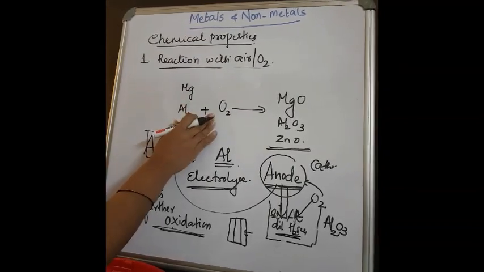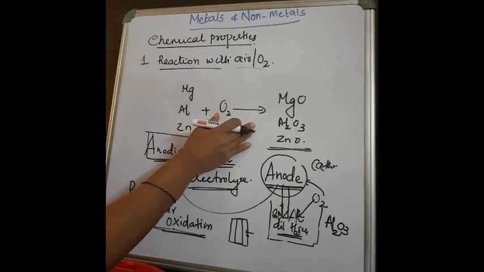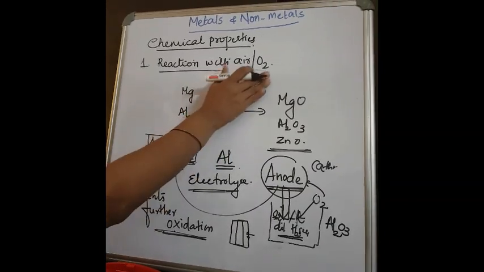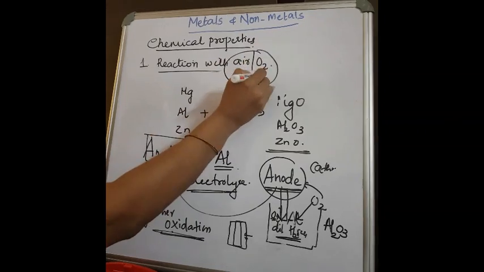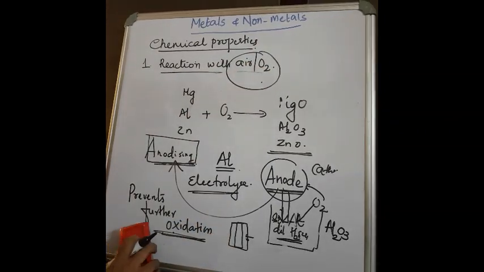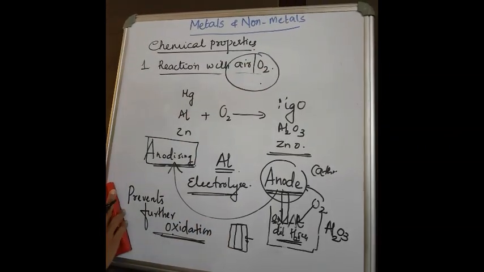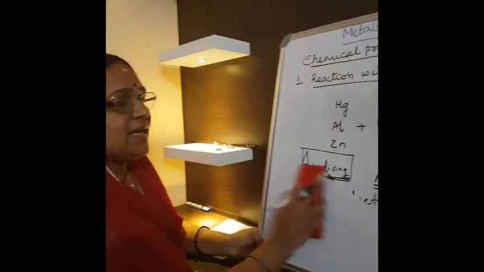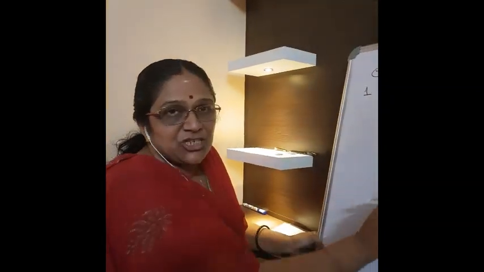You know, different metals react differently with different substances. So, in this class, we talked about the reaction with air and oxygen. I hope you follow this. Okay, read the textbook thoroughly. Then after that, in the next class, we will study the reaction with water. Okay, now you have got an idea, isn't it?